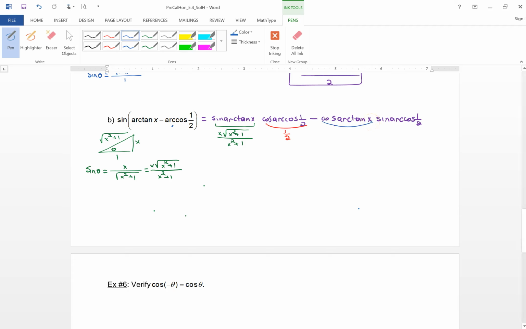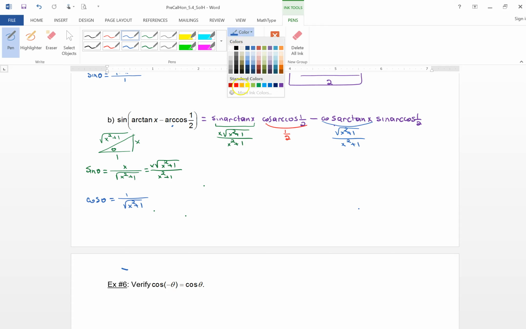Okay. Here, this one is the same triangle, right? Because you have a triangle, the tangent of which is x. Now you want the cosine. What's the cosine of theta? Cosine is 1 over the square root of x squared plus 1. Now, the last one, I'll do it in this color. If the cosine of an angle is 1/2, what's the sine? Root 3 over 2.